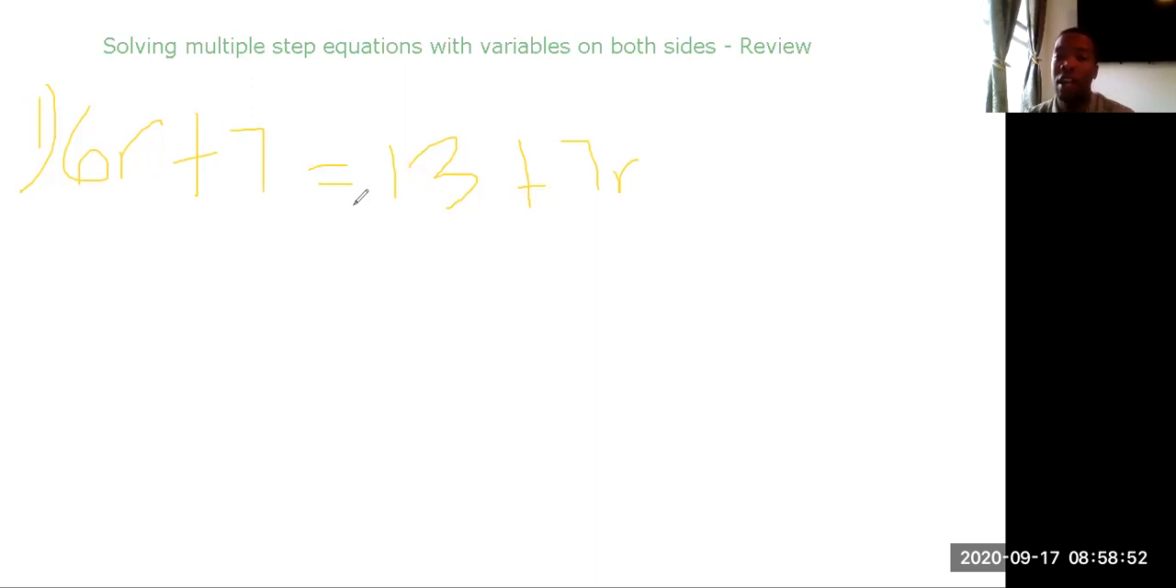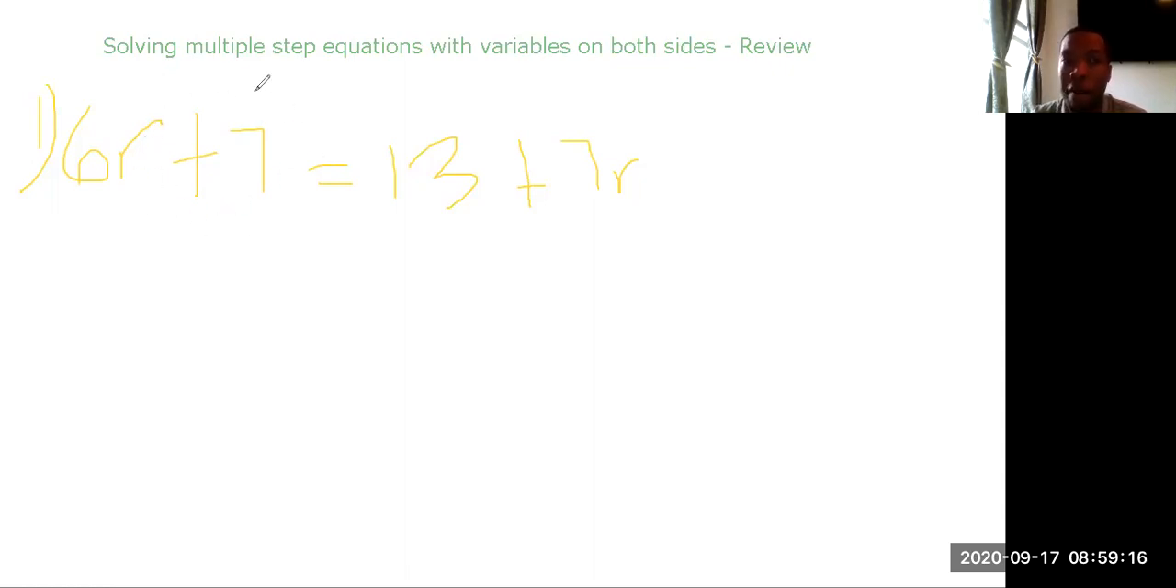The goal is to get all the numbers with r's on one side and then everything else on the other side. So all my variables on one side and everything else on the other side. You get to pick which side you want to move them to. However, for me, I'm going to put all my r's on the left side and everything else on the right side. With that, what that means is I need to move this 7.